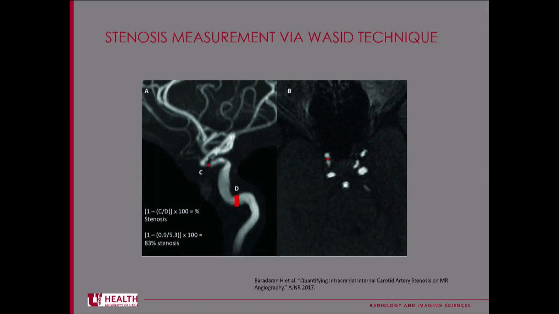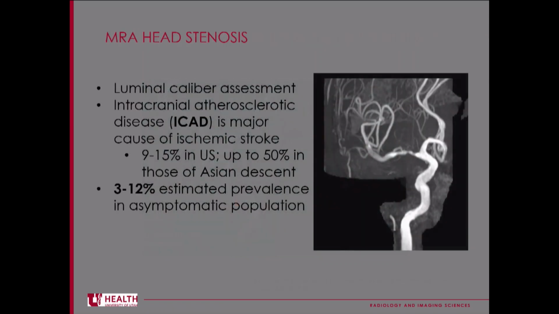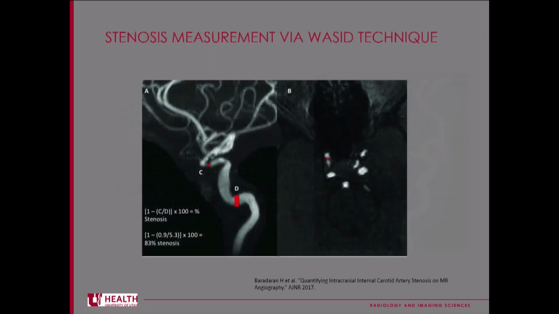The last example I showed was in the MCA. You can see that there's some narrowing in that vessel. But here, this is an example of an ICA. We can actually use MRA images to get a rough estimate of stenosis using the Warfarin Aspirin Symptomatic Intracranial Disease (WASID) technique. It's similar to the NASCET technique that we use in the extracranial vasculature, where we measure the site of greatest luminal narrowing compared to a site more proximally with more normal appearance of the lumen.